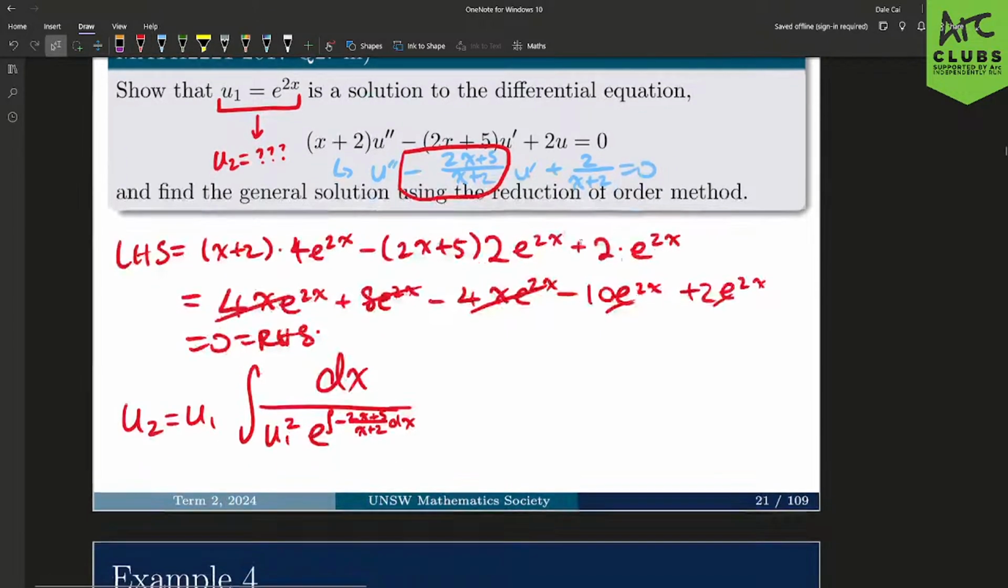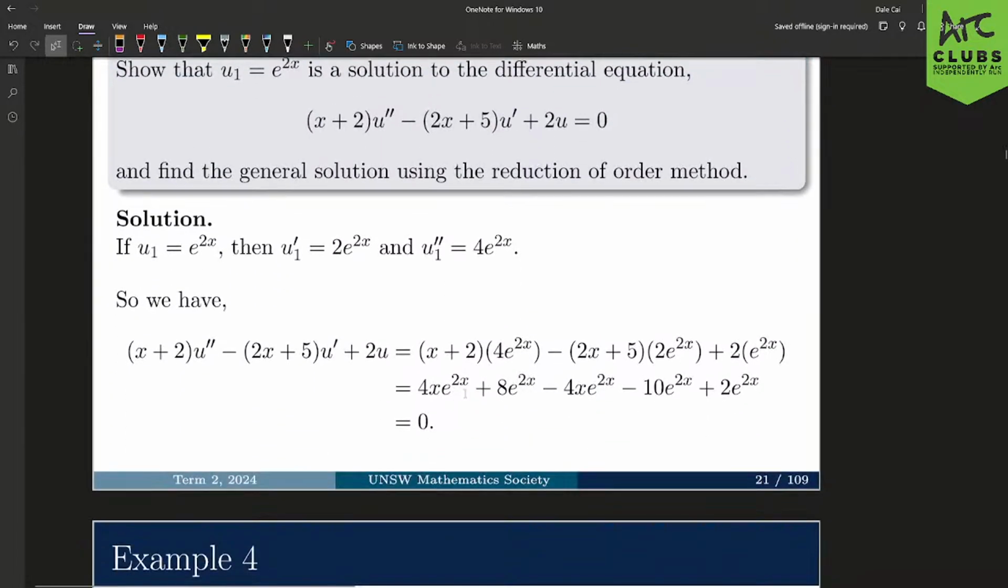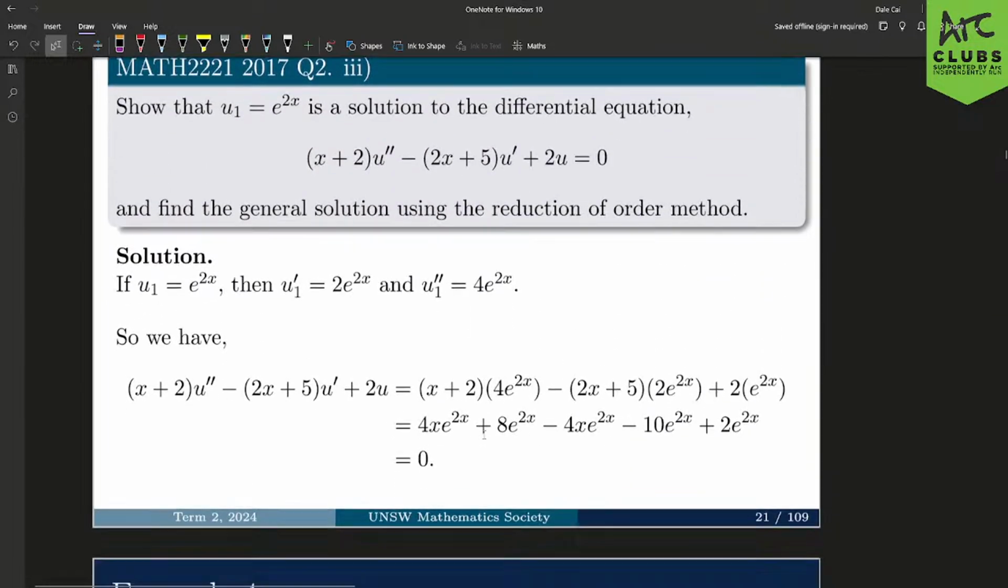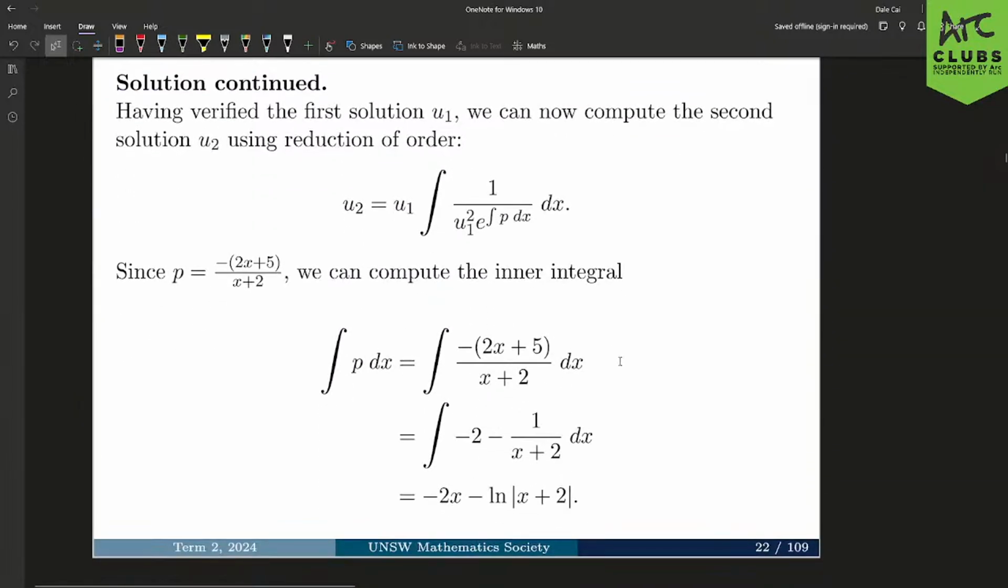And at this point, it's just a matter of whether you can integrate. So let's see what they did. Yeah, so this is for showing that it's a solution, which works. And then here we get this integral. As I said, p is equal to this weird fraction here. And the integral of p of x is minus 2x minus ln x plus 2. So now that goes into the power here.